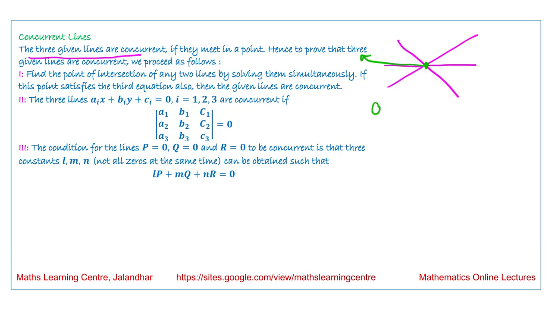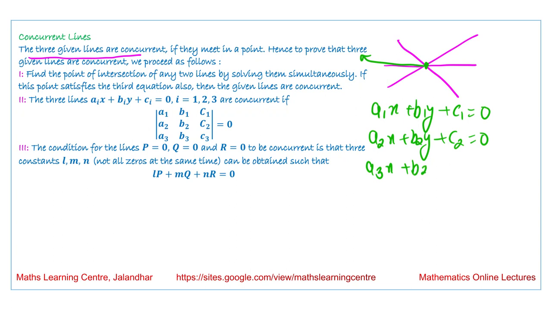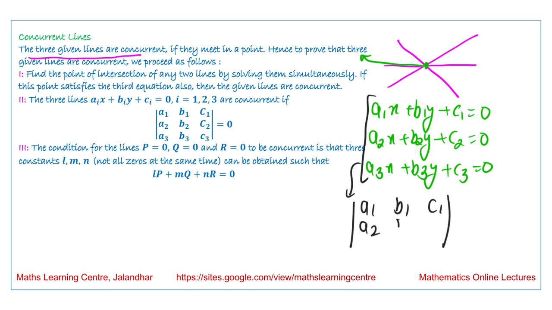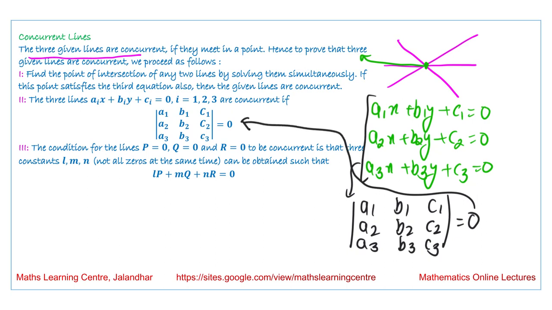So if we are talking about three equations, one is a1x + b1y + c1 = 0. Next is a2x + b2y + c2 = 0, and third is a3x + b3y + c3 = 0. And if we have to prove that these three lines are concurrent, then we have to prove that the determinant with rows a1 b1 c1, a2 b2 c2, a3 b3 c3 is equal to 0. So three lines are concurrent if the determinant of this term is equal to 0.